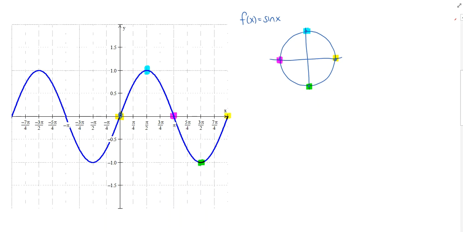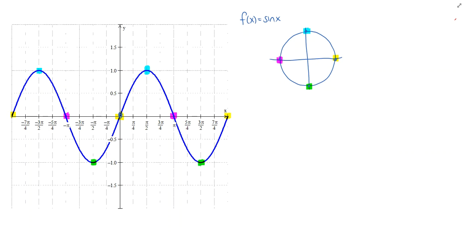There we go. Now, if we do opposite rotations around, then you can see also if I go negative pi over 2, I'm going to end up down here at the green one again, at negative 1. As I come around to negative pi, I will end up here at the purple one. As I go around again, 3 pi over 2 negatively, I will end up here. And if I go all the way around negatively, I will end up again here at the yellow spot of 0.